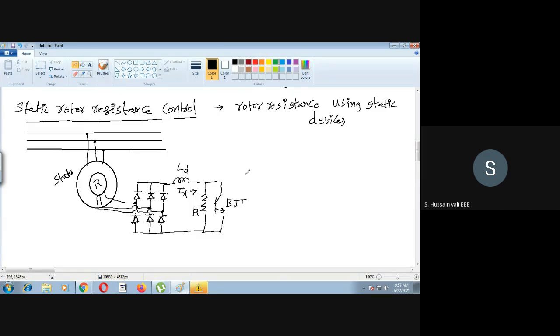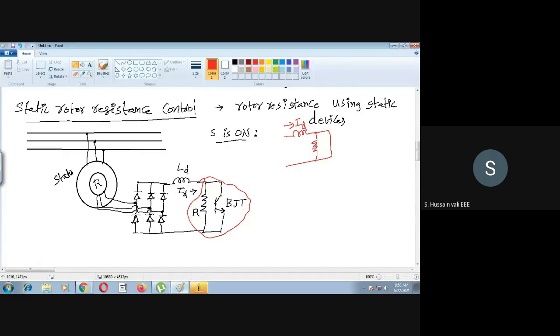Now please see this. How it works is that you have two cases: switch S is on, switch is off. If the switch is on, the BJT will look like a short circuit. I will draw only this part of the circuit. Then it becomes something like this: the inductor is there, then the resistor, then the short. The current flowing is ID.